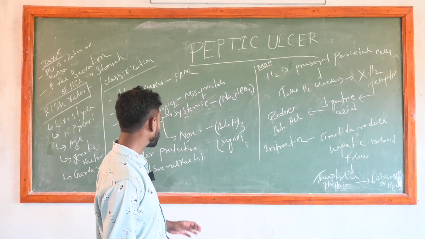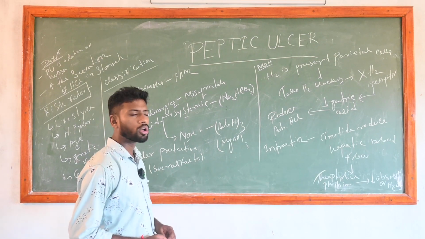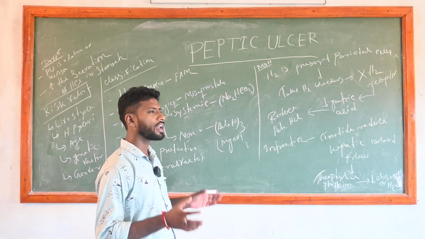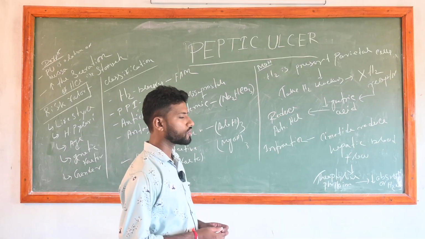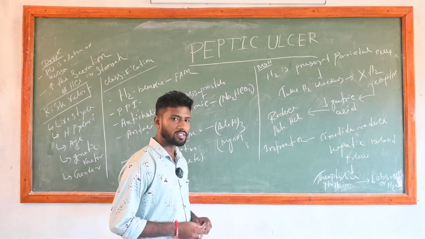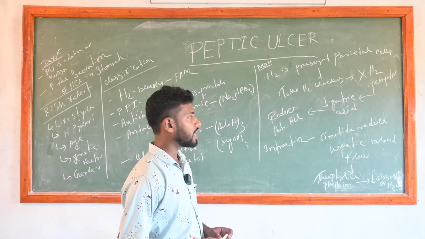Now another drug class is the ulcer protective. Ulcer protective means the anti-H. pylori drugs, like Sucralfate, which is the protective drug of the ulcer.